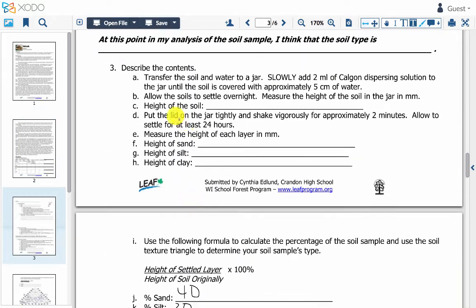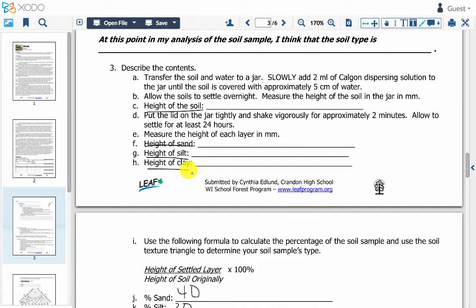The next part that we did was mix our Calgon solution and our soil and shake well. Today you're going to fill out the rest of this part. The first thing that you need to do is measure the height of your soil and then measure the height of the sand, the height of the silt, and the height of the clay. To do this, you're going to need to grab your soil sample from the back and a ruler from the container on the front counter. When you're finished measuring, please put your ruler back in the container on the front counter.